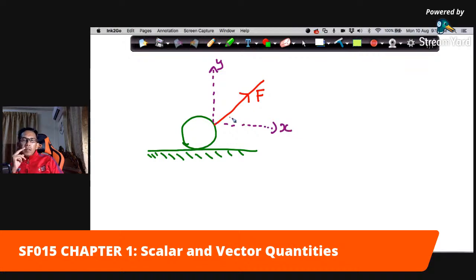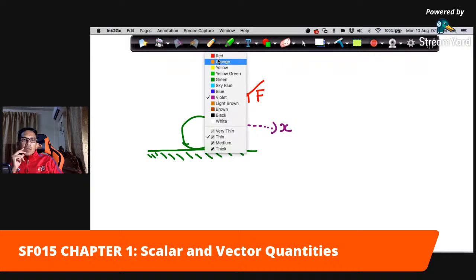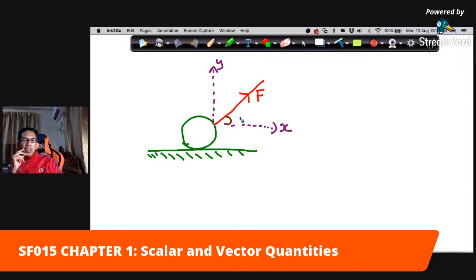So, first, what is the angle here? This is angle theta here, right? And next, you draw the triangle here, right? And you have a 90 degree, right? So, kalau saya lukis segitiga ni, dia jadi macam ni lah. Sorry.